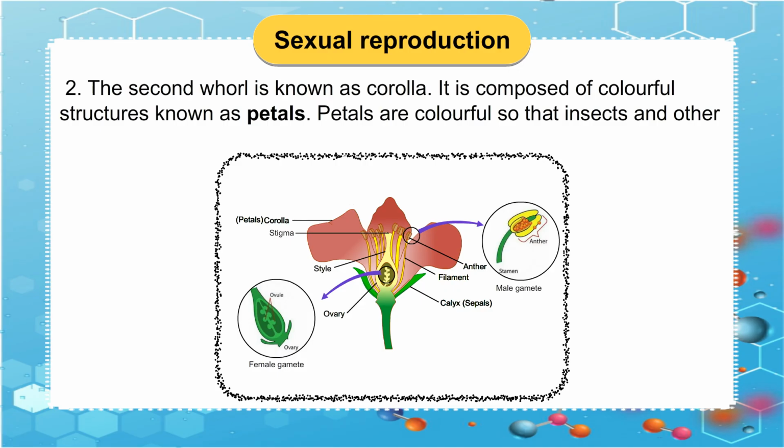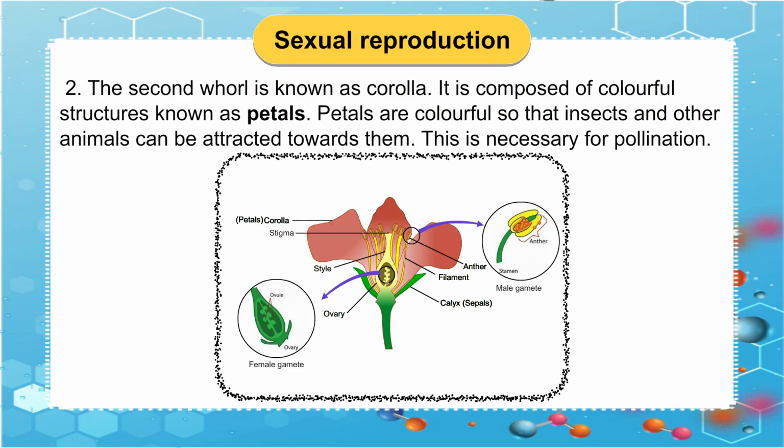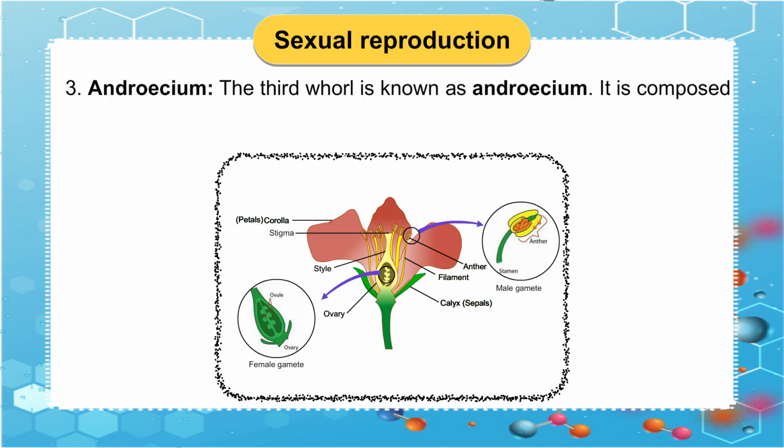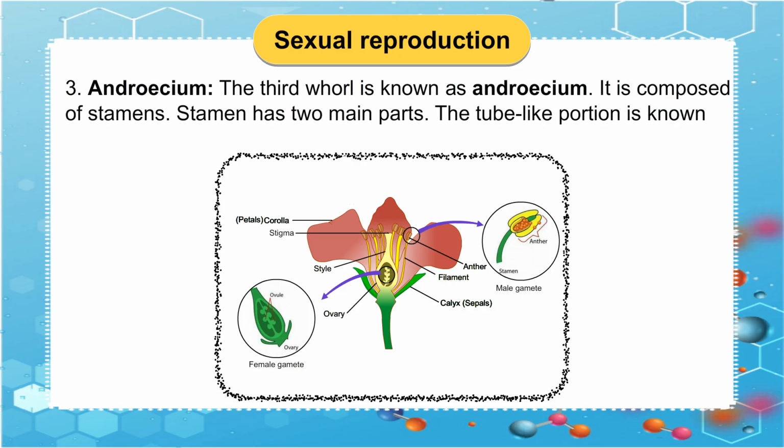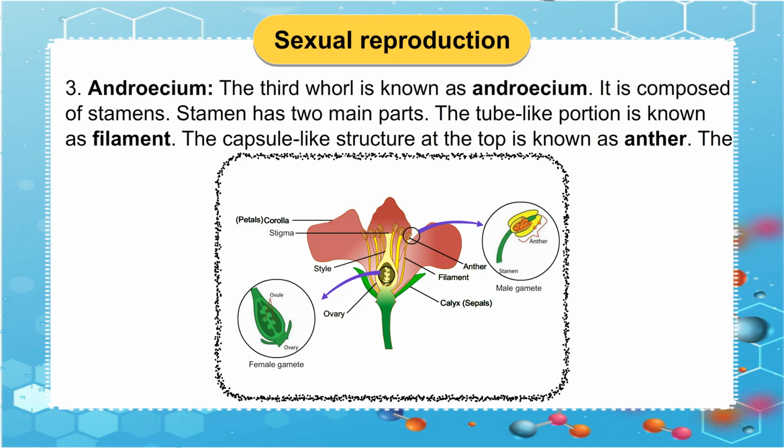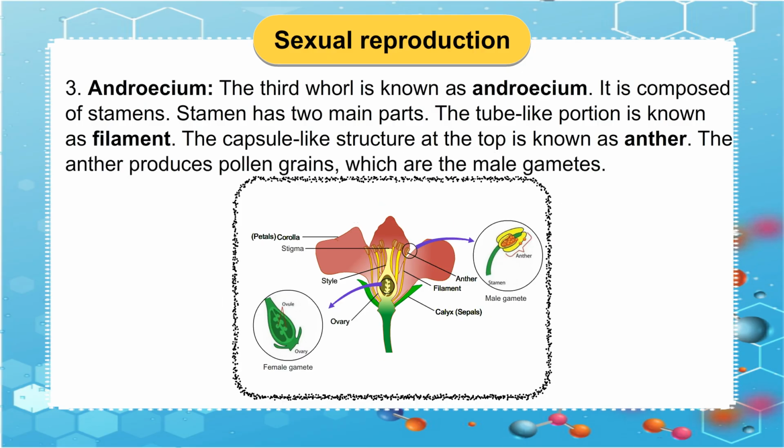Petals are colorful so that insects and other animals can be attracted towards them. This is necessary for pollination. 3. Andrecium. The third whorl is known as andrecium. It is composed of stamens. Stamen has 2 main parts. The tube-like portion is known as filament. The capsule-like structure at the top is known as anther. The anther produces pollen grains, which are the male gametes.